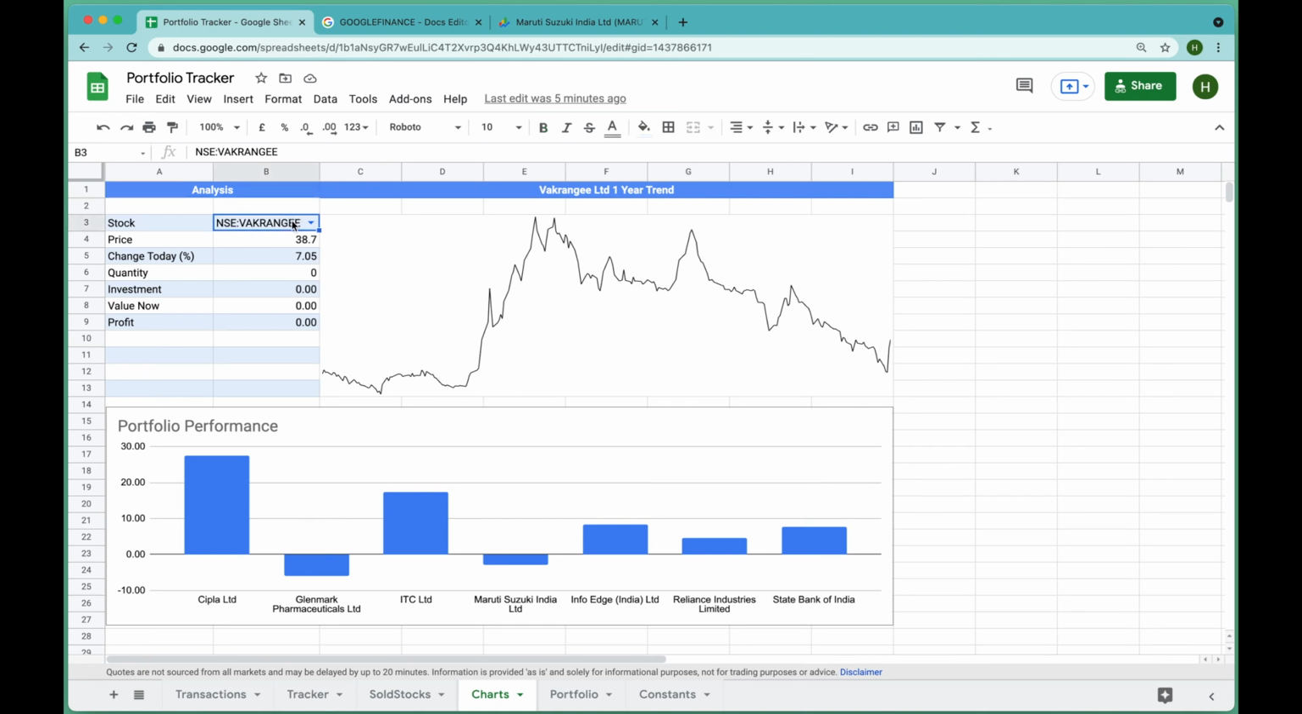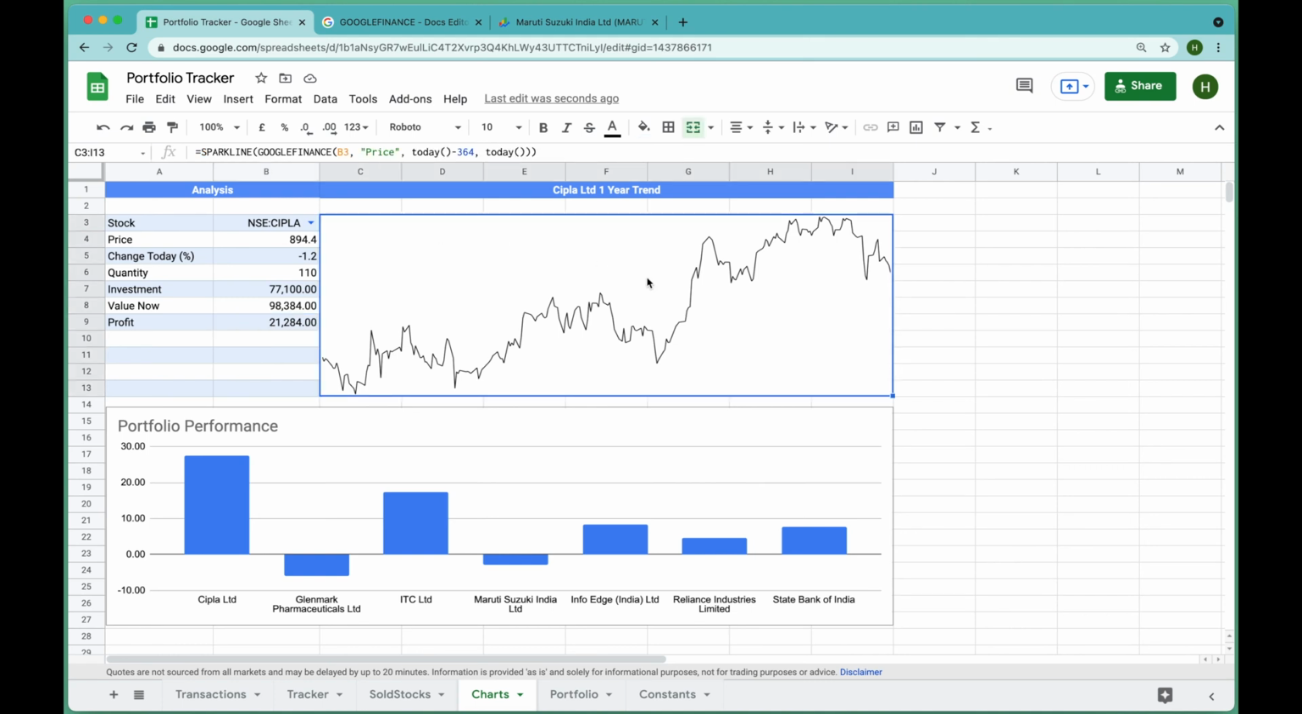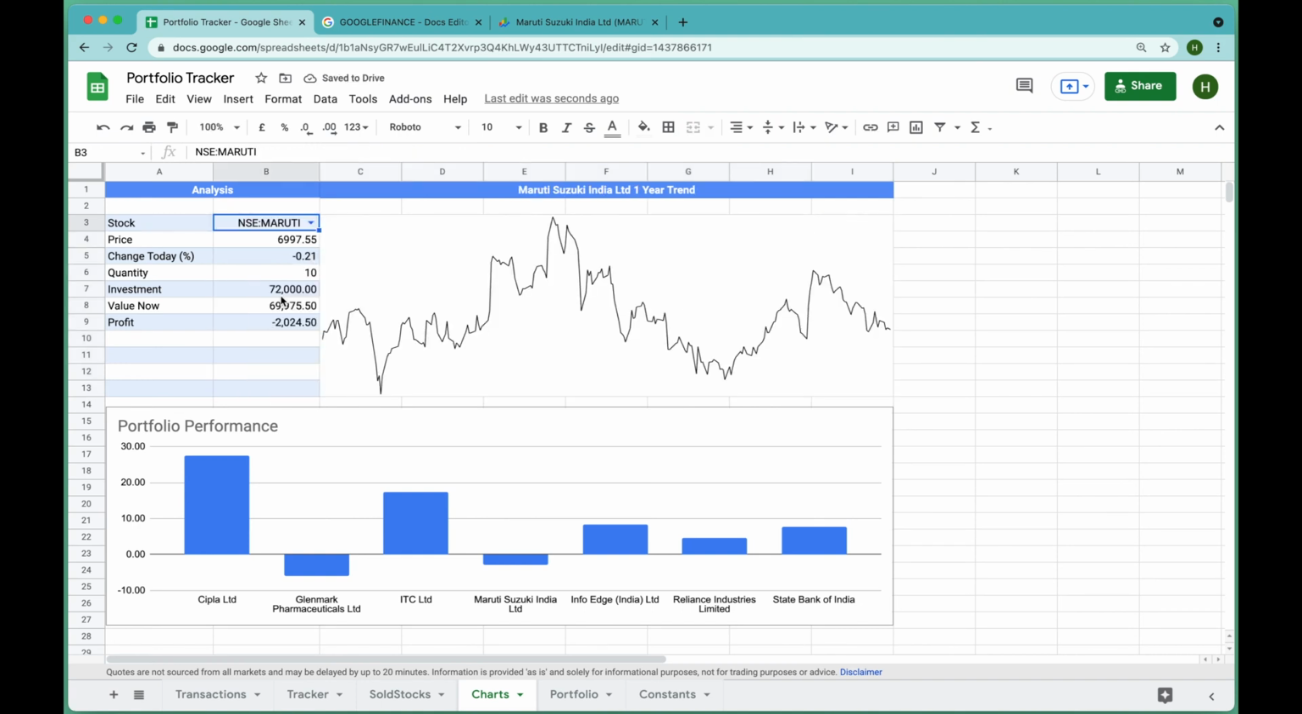Apart from this, we can also see some key details regarding the stocks that we hold. This is also populated on the transactions tab. If we change the stock from here, we can see its current price, the percentage change from previous day, and some more details. In addition to this, we also have a chart that displays the 1-year trend for the stock we select. So in the past 1 year, Cipla is on upwards trajectory. You can switch to any stock that you have traded in, as this is also pulled from the transactions tab.